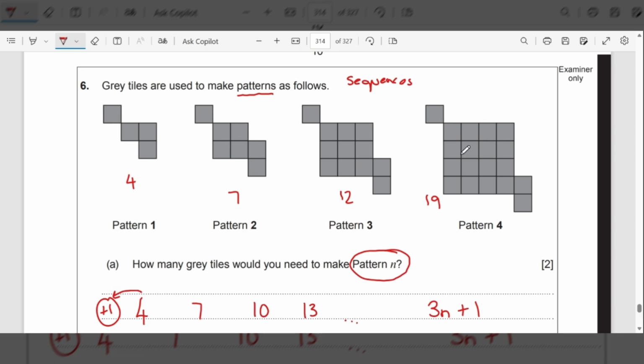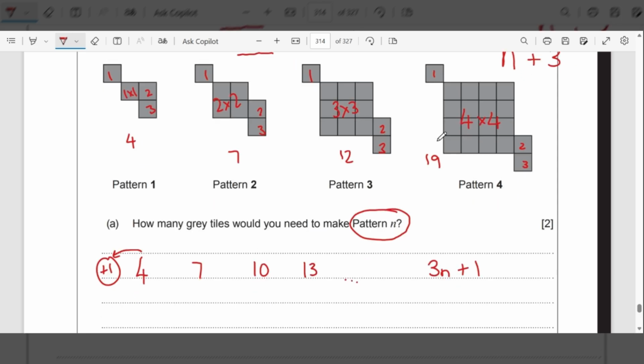What I've got here is a 4 by 4 square and an extra 3. Here I've got a 3 by 3 square plus 3. Here I've got a 2 by 2 plus 3. And here I've just got a 1 by 1 square in here plus 3. So the nth term here will be n times n, or n squared, plus 3. Okay, so that's just something to be aware of. If they're going up by different amounts, it's something to do with n squared. It could be n squared plus 1, or n squared plus 2, or in this case, n squared plus 3.